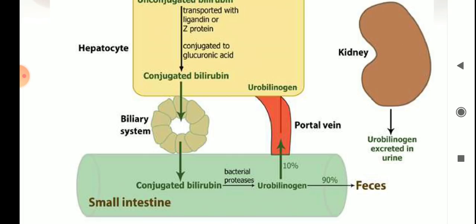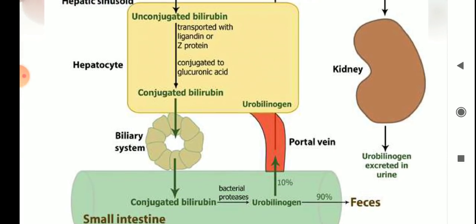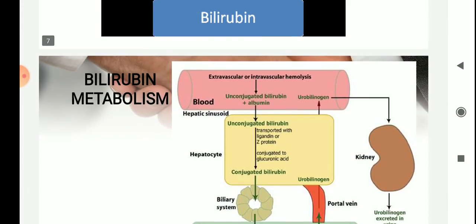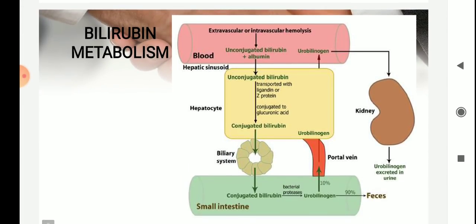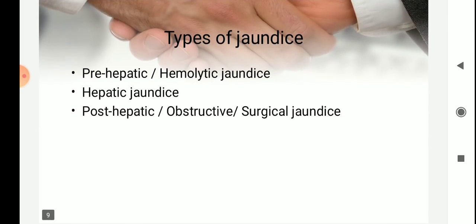That is a process in the small intestine. Here, urobilinogen again goes through the kidney, the renal system, is converted to urobilin, and is excreted in the urine. So this is a schematic representation of bilirubin metabolism. Such diagrams and flowcharts are very much essential.